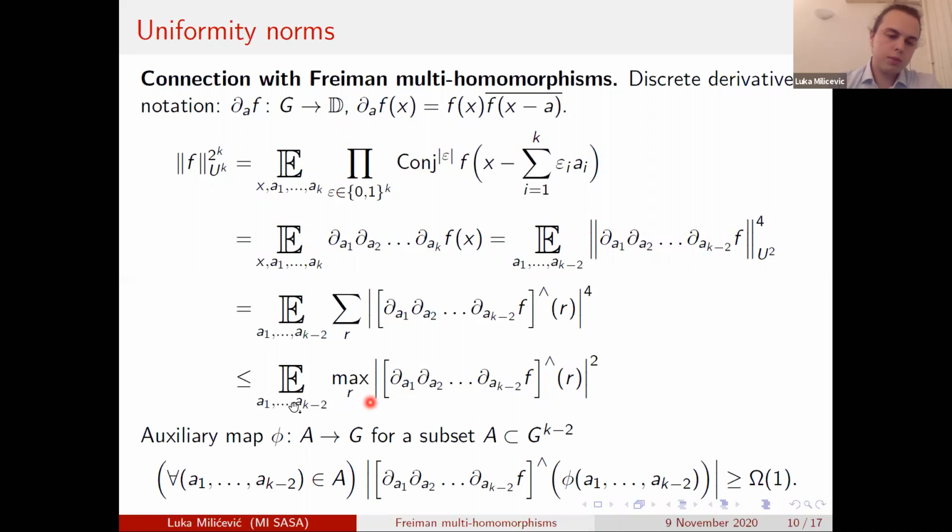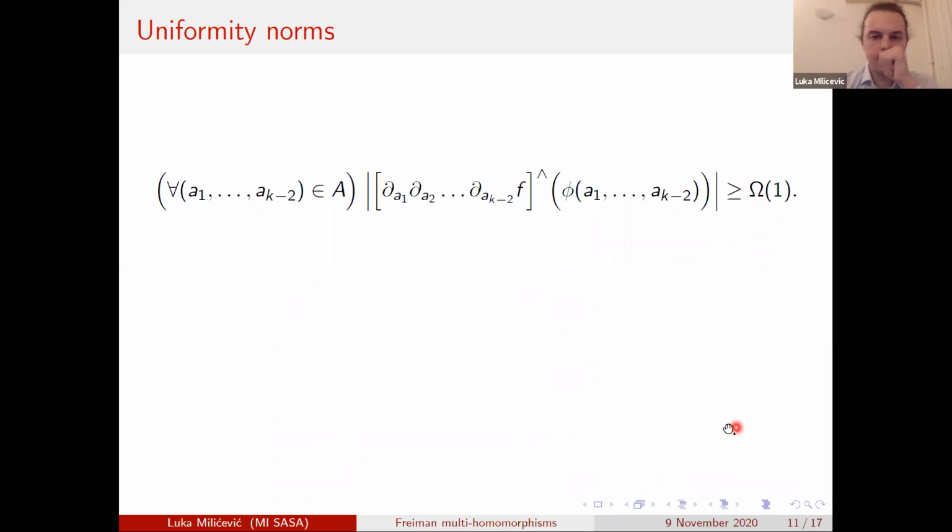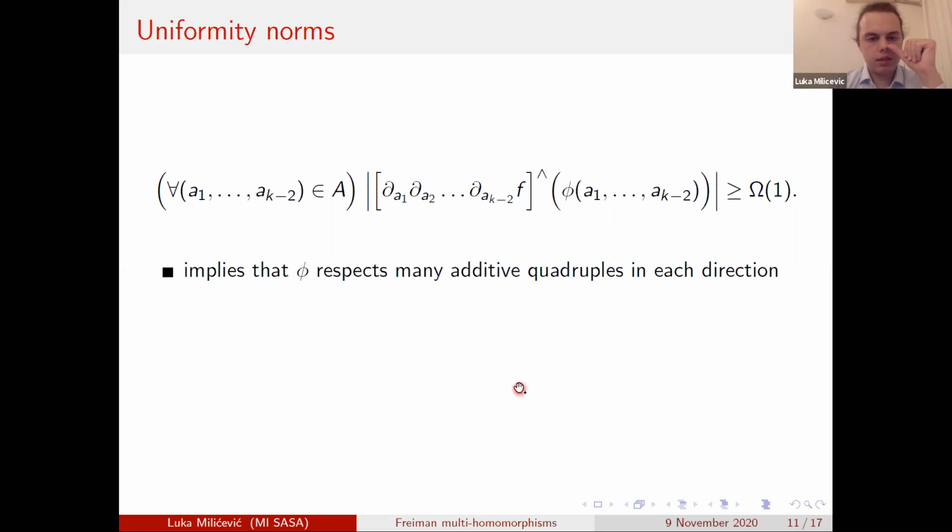So what we end up with is the following. We get an auxiliary map phi defined on a dense subset of k minus 2 tuples with the following properties. Whenever you have a1 up to ak minus 2 in A, you have a large Fourier coefficient here. So this is your function, and phi of a1 up to ak minus 2 is the large Fourier coefficient of this function. This is the crucial property, and let me rewrite it once again to see it clearly. Now we just focus on this property only. And this property already implies that phi respects many additive quadruples in each direction.